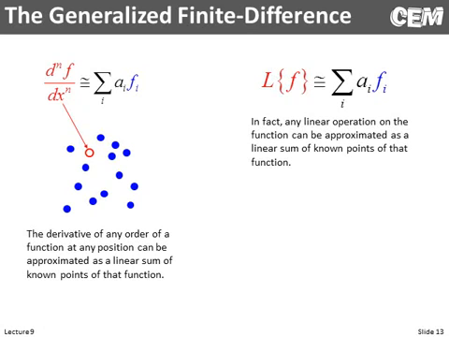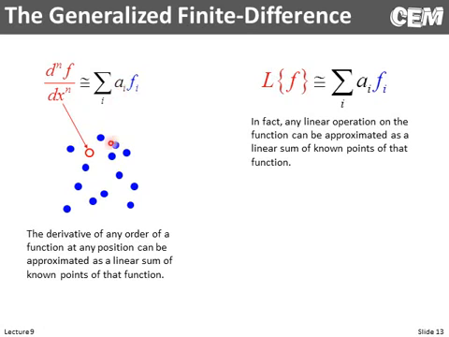To generalize this a little bit, it turns out we can approximate any order derivative as just some linear sum of function values. So if we have a smattering of function values shown in blue, we can approximate the first, second, third order derivative of any intermediate point here just as some weighted sum of these function values. So the difficult part would be determining those weights.